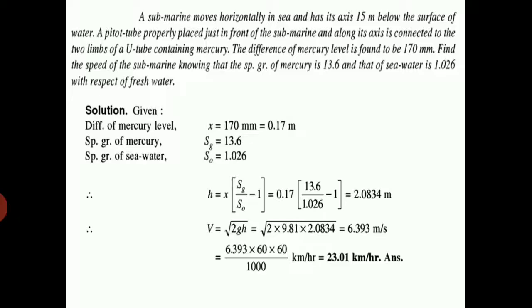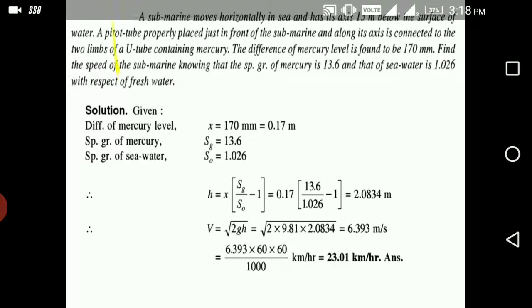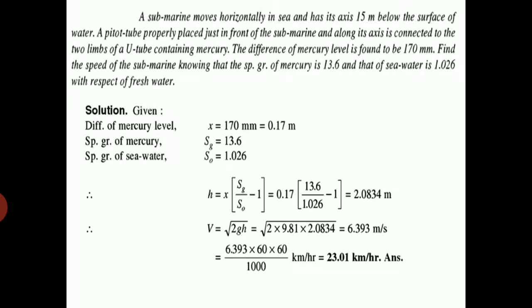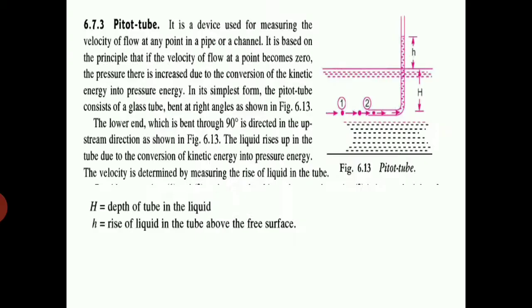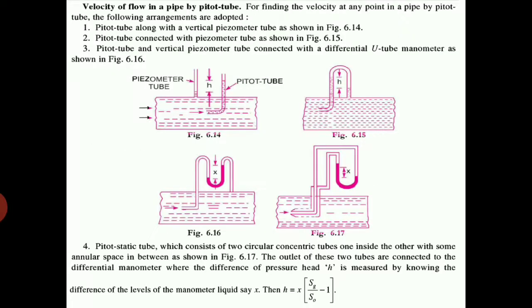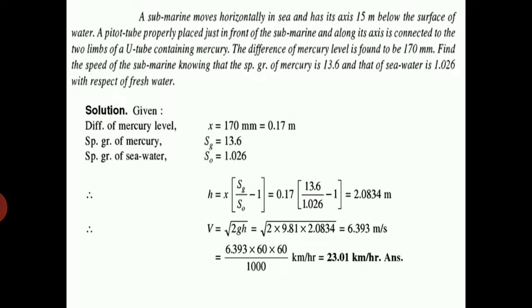Now just see what is given to us in this numerical. A submarine is moving horizontally in the sea with its axis 15 meter below the surface of water. So what is this 15 meter? This 15 meter is this value. The submarine is moving like this, and this is the capital H. This capital H is not needed in the calculation of the velocity, but still it is given to us.